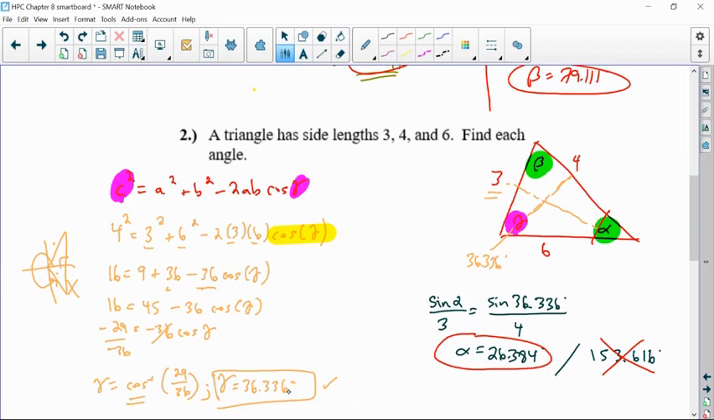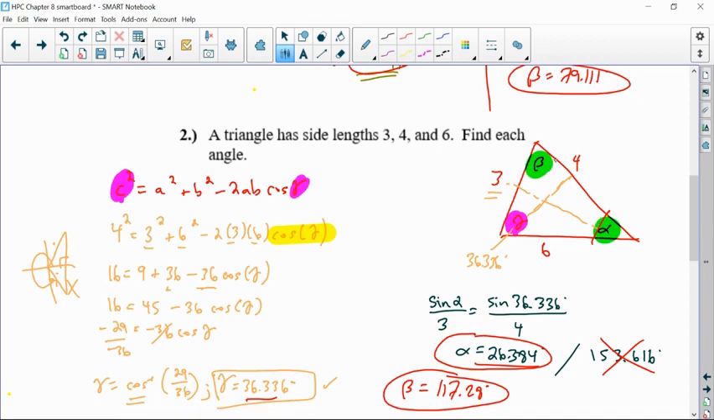And then if I know two of the angles, there's one angle, there's the other angle, I can subtract both of them from 180 to get what I'm calling beta. So 180 minus 36.336 minus 26.384, and you get 117.280 degrees. Okay, so now notice that is obtuse.